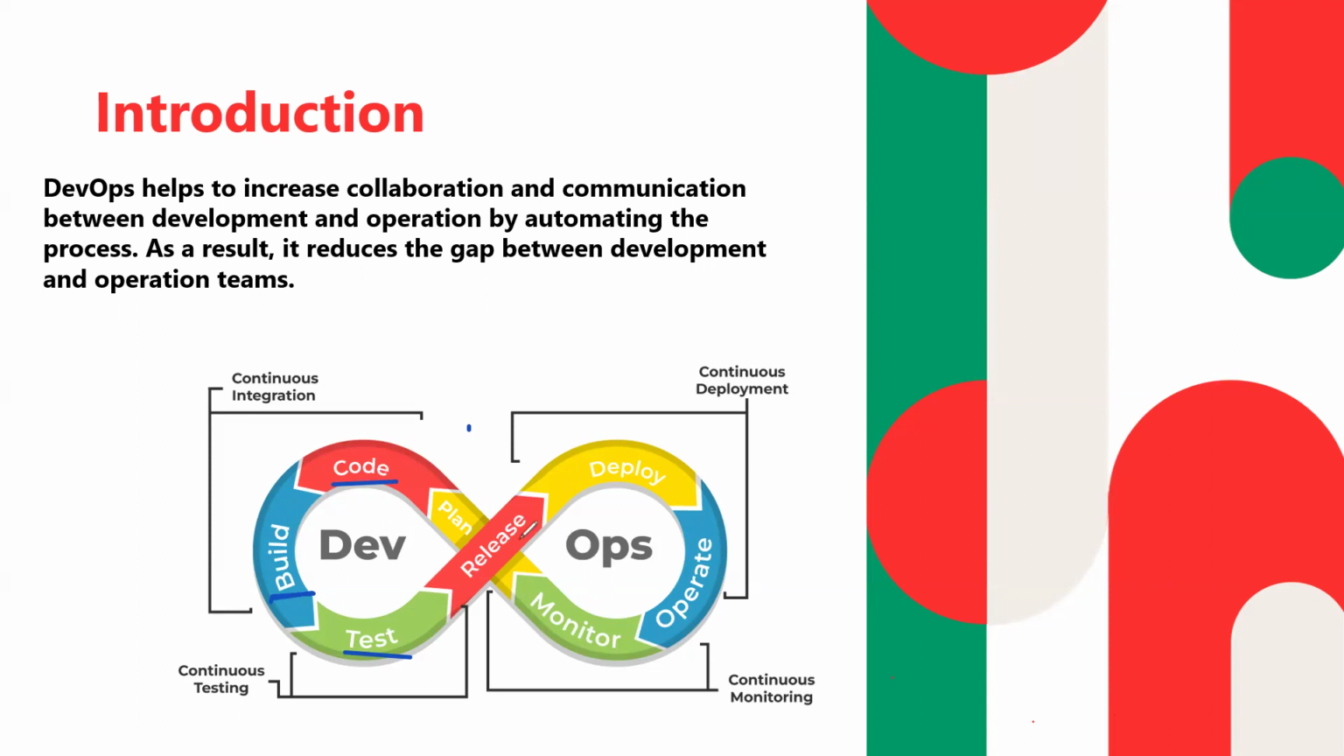So here you can see we have two parts. One is development and another one is operational. So what DevOps will do is reduce the gap between development and operation. And how will it do that? In DevOps, what we do is automate the process. So what processes can we automate? We can automate the build process, the testing process, the deploy process, and the monitoring process. All these processes we can automate using different DevOps tools.